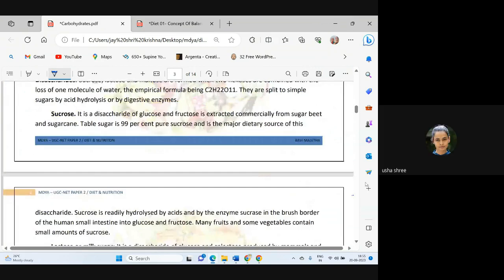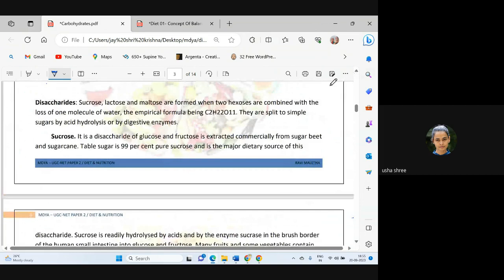Can you repeat about galactose? Okay, I will repeat. If I explain lactose, lactose is a disaccharide. When I explain lactose, then you will understand. I'm asking about galactose, sir. Yeah. If I explain lactose, then in lactose that galactose will come and you will understand there. It will be more clear there.